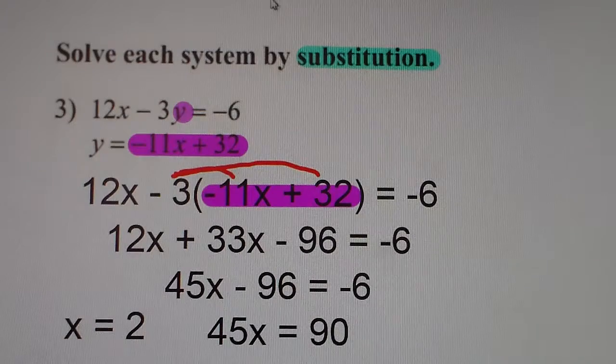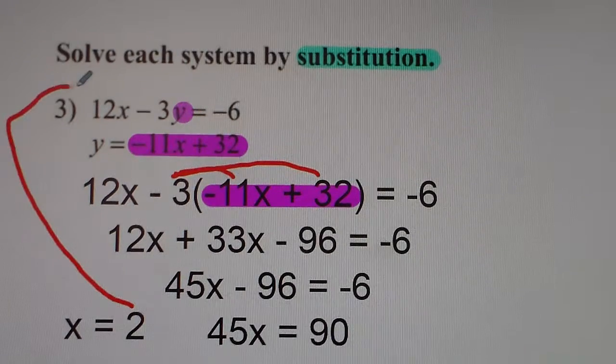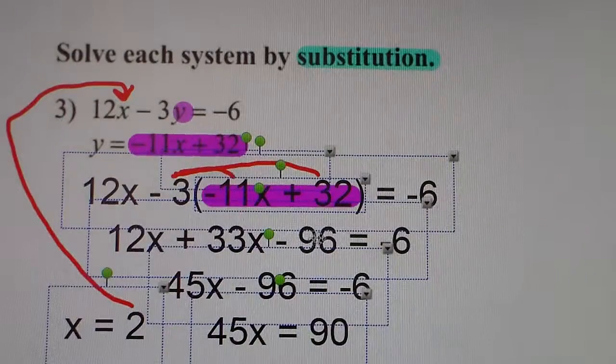Now that we got the x, we're going to take that x value and put it in for x, and we're going to solve for y. I always like putting it in the top equation just to stay consistent, but you don't have to. So let's make all this a little bit smaller.